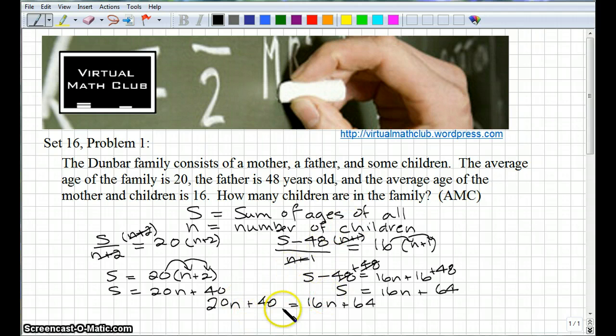So let's move all the terms involving n to one side. So I'm going to subtract 16n over here and subtract 16n over here. So I'm going to get 4n on this side. I'm going to subtract 40 over here and subtract 40 over here. So 40 minus 40 is 0. Here 16n minus 16n is 0. So over here I get 24, 64 minus 40.